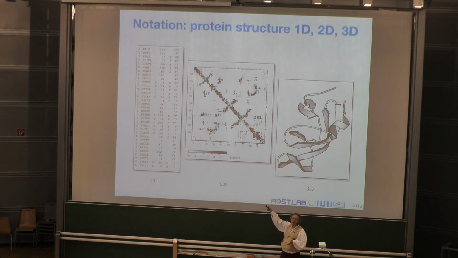3D, 2D. That's clearly a reduction in complexity, right? One dimension less. Does it contain the same information? No. What is missing? It's true. It does not contain the same information. But what is actually missing?